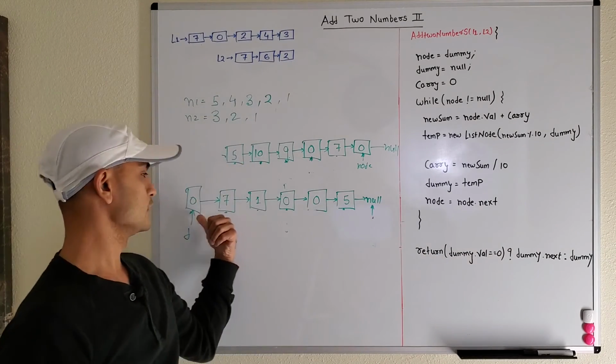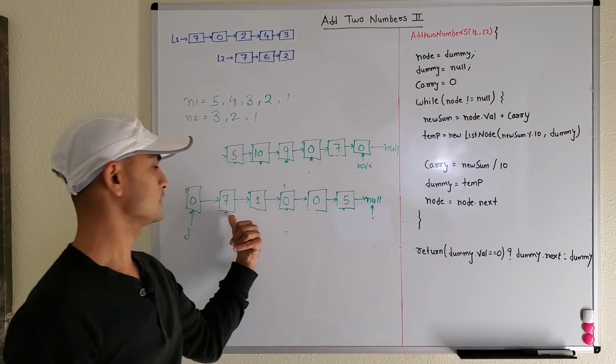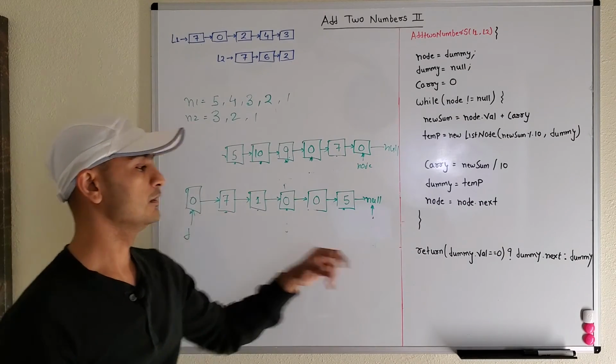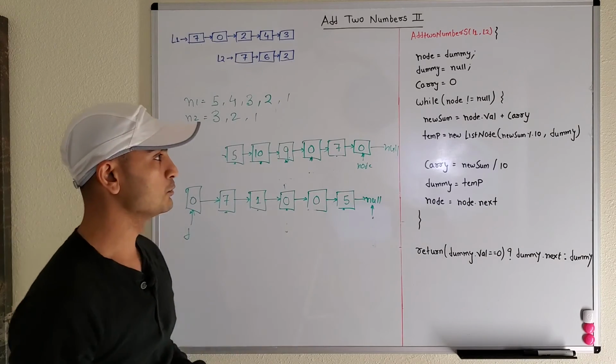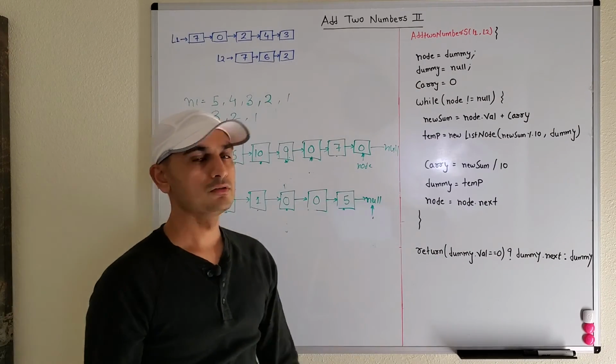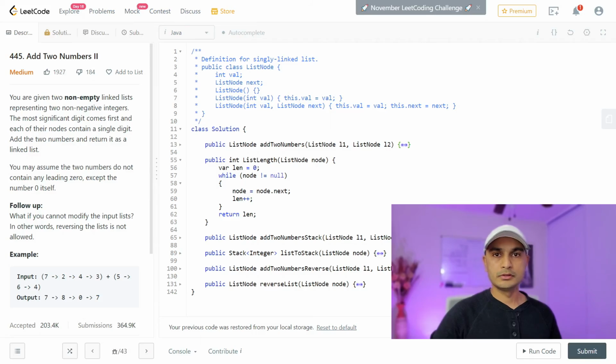So finally, what do we do? If dummy value is 0, then return dummy.next. In case this was 1, then we would have returned dummy. So that's our required output, and that's our code which will solve this problem. So this is our final code for this approach. So we have the list length method, which simply counts the number of nodes and returns the length of the list.